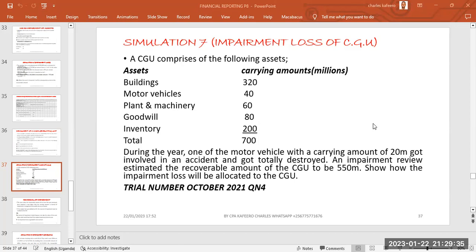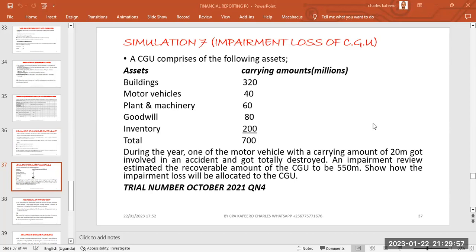And having understood that we can't get the value in use of these items, we said value in use is the present value of future cash flows, meaning you can't identify one item and say that this is the cash flow that is coming from this one item.